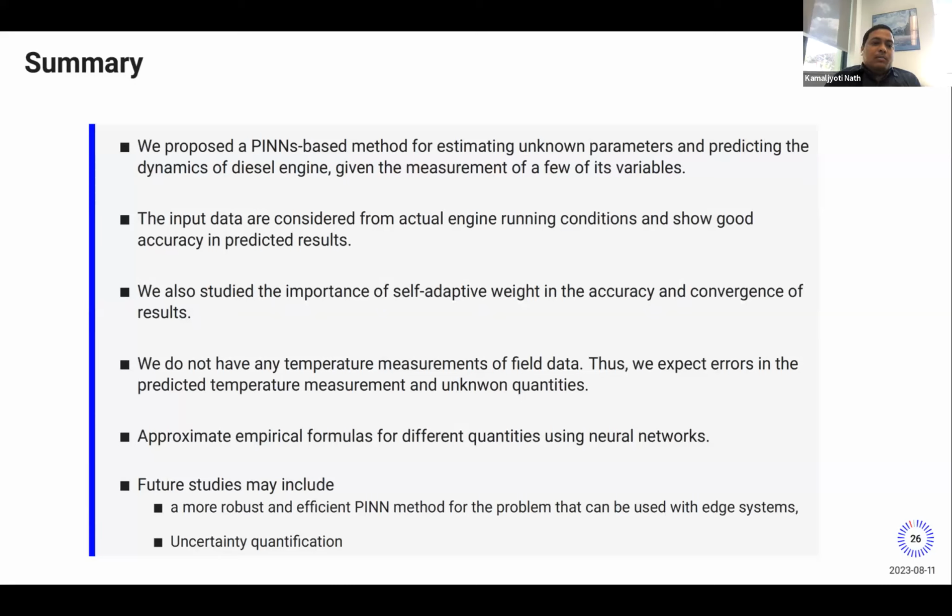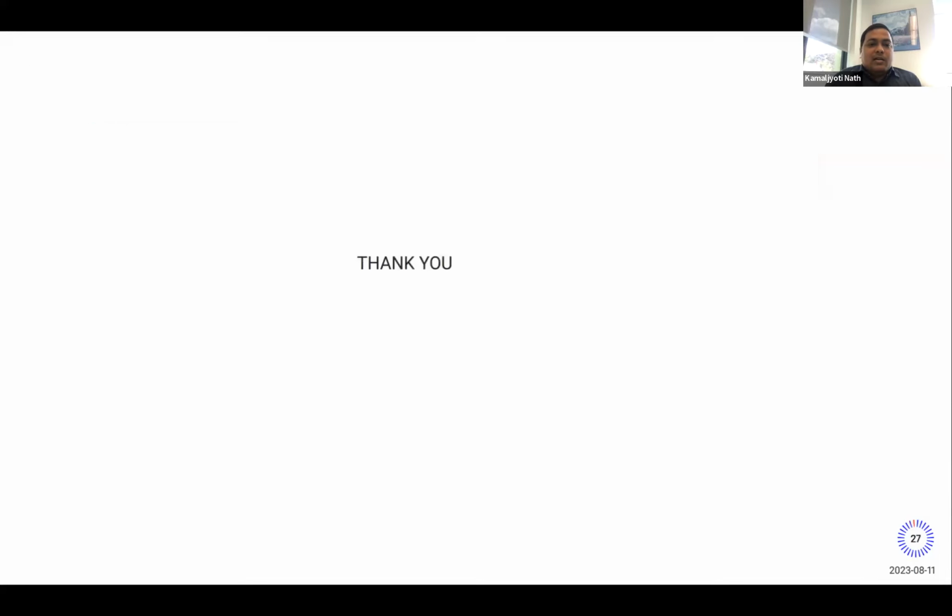So some neural network method is required where there is a failure. And then any advanced PINN method which is very fast and can be run on a small computer device, so edge devices. Thank you, this is from my side. Any query, question, and discussion?